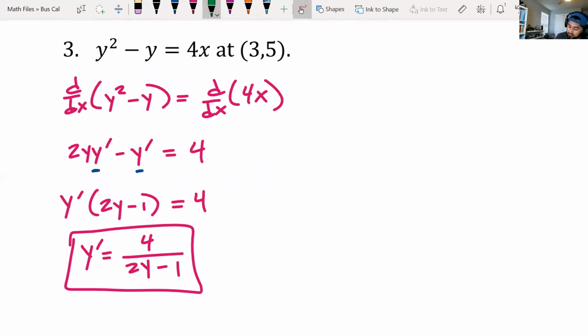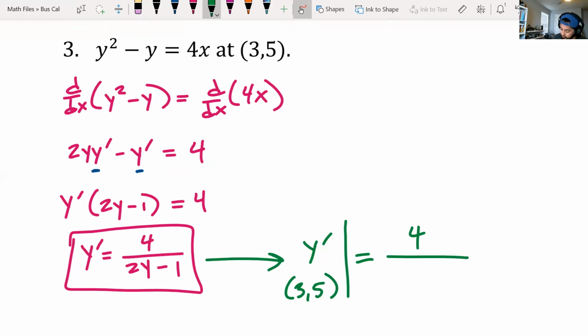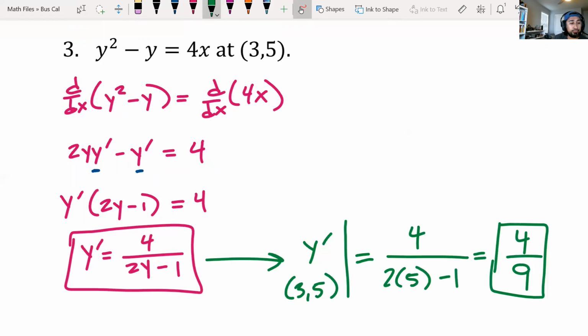And then, of course, evaluate y prime at the point 3, 5. Is there an x value anywhere for us to plug in? No. Nope. So we only plug in for y. And you'll get 4 over 10 minus 1. You'll get 4 over 9. Any questions on that one?